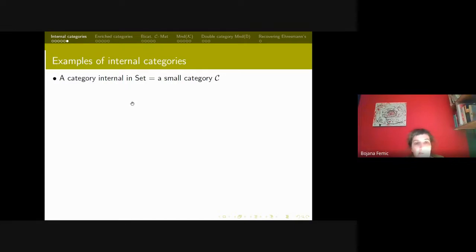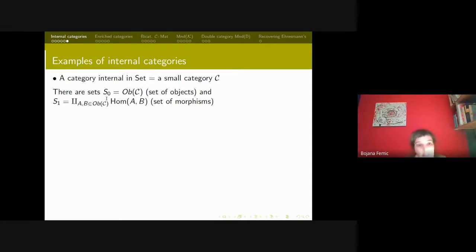Examples. This first example that I put here is a category internal in the category of sets. This will give a small category, and let's see why. I mean, it's easy, but still I want to show it. So we have two objects in this category, so two sets. And in order to recover the category C, this first set S0 will be that of objects of C. So the class of objects is a set. That's why I have a small category, and not any category. And the other one, S1, is given by this coproduct of the home sets.